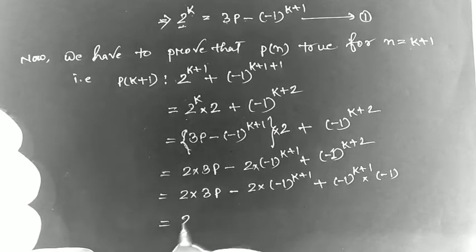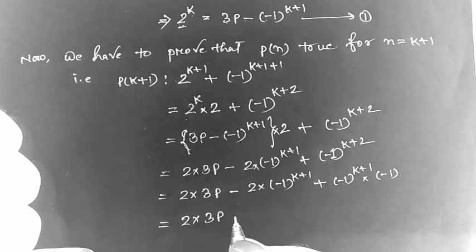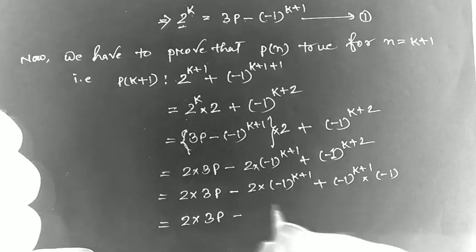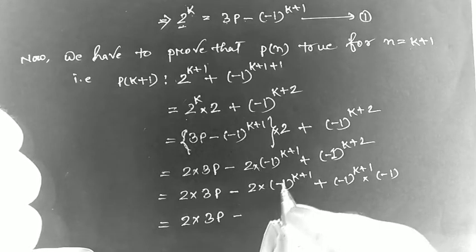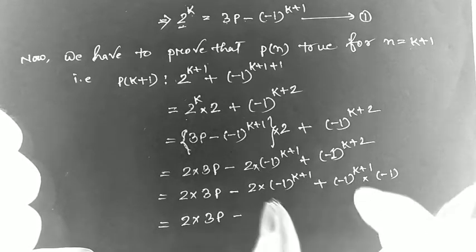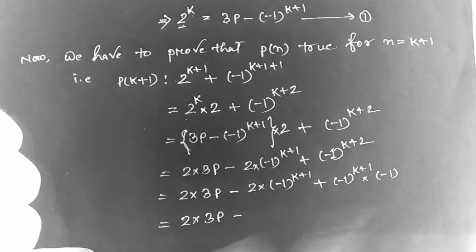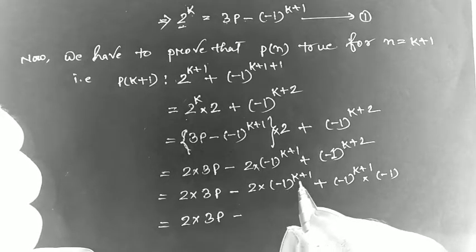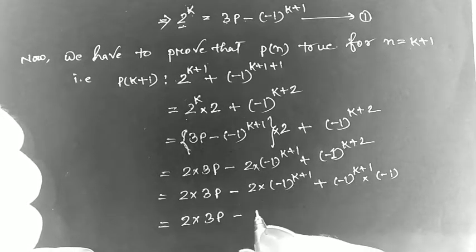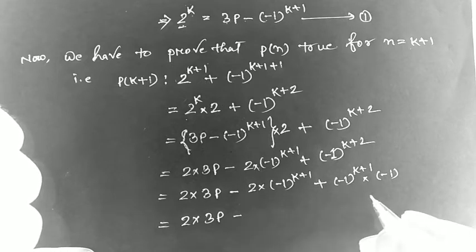Now see, 2 into 3p, and from these two things, what is common? Minus 1 to the power k plus 1. That is why I have broken this term. Minus 1 to the power k plus 1 is common, so you can write it first or at the end of the bracket.